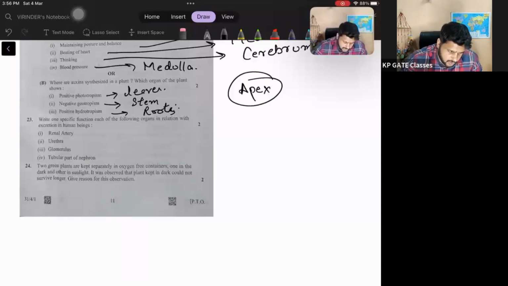Tubular part of the nephron is doing reabsorption of the filtrate. So whatever the filtrate the glomerulus is producing, it is doing reabsorption from there.